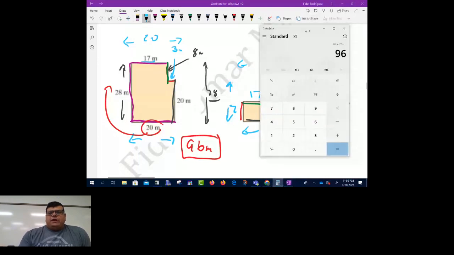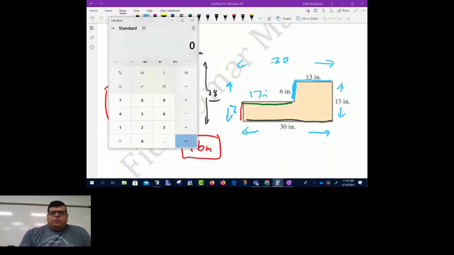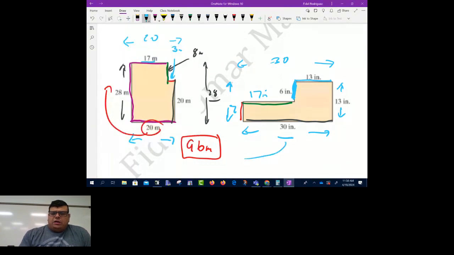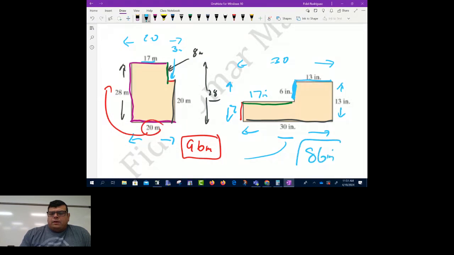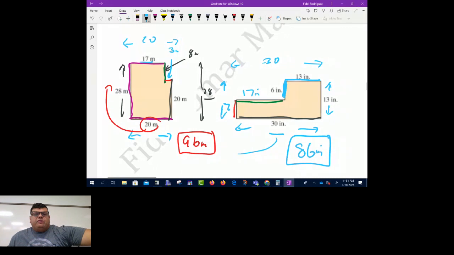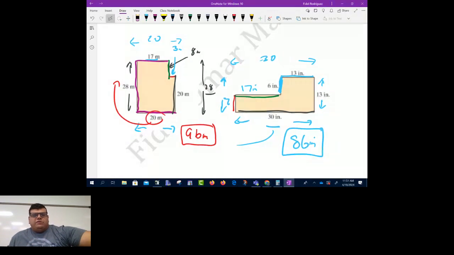And again, let's go ahead and add them all up. I'm going to start here at 30, and I'm going to go all the way around. So 30 and 7 and 17 and 6 and 13 and another 13 is giving me 86. 86 inches, okay? In doing these problems, the pictures are really helpful because they guide you on how you can figure out what those missing pieces are going to be.